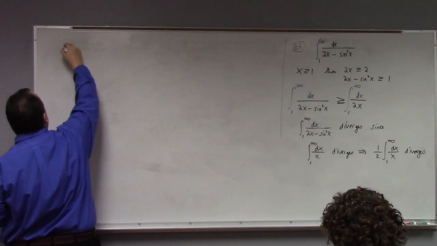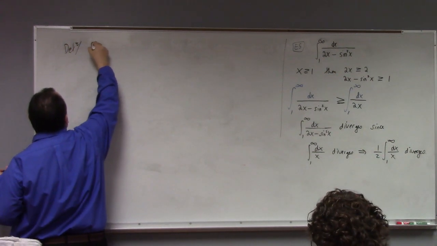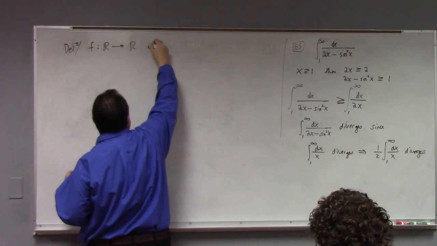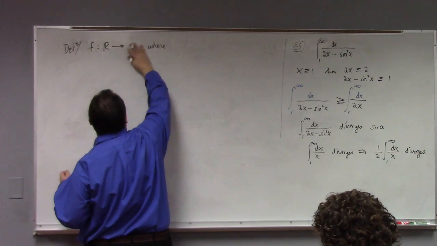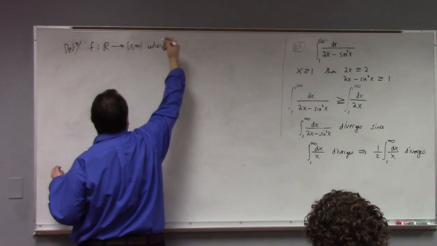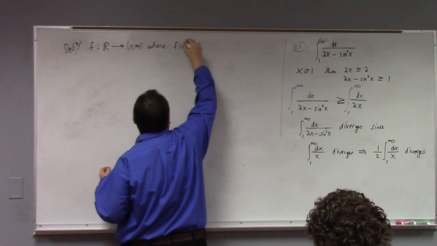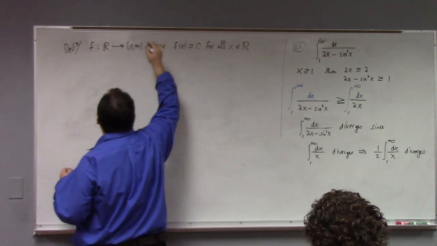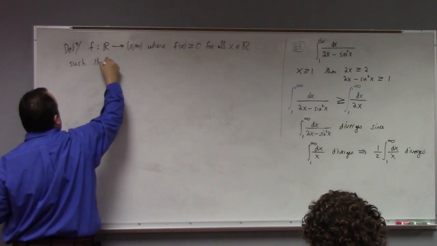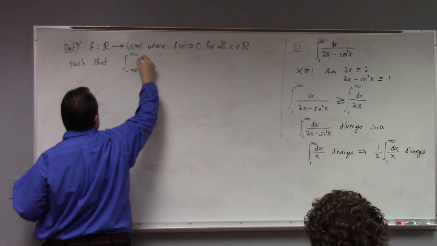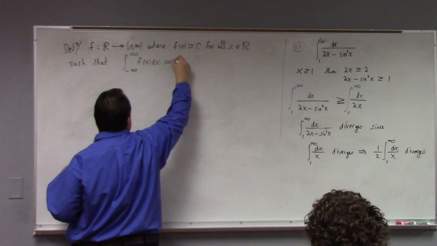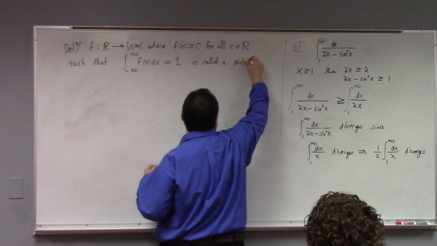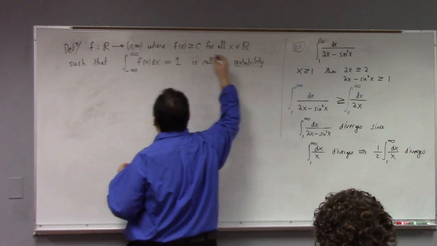Definition. Let f be a function from the reals to the reals, where I could replace the reals with, say, 0 to infinity. In other words, I'm saying f of x is non-negative, f of x is greater than or equal to 0 for all x in the reals, such that the integral from minus infinity to infinity of f of x dx is equal to 1. It is called a probability distribution.